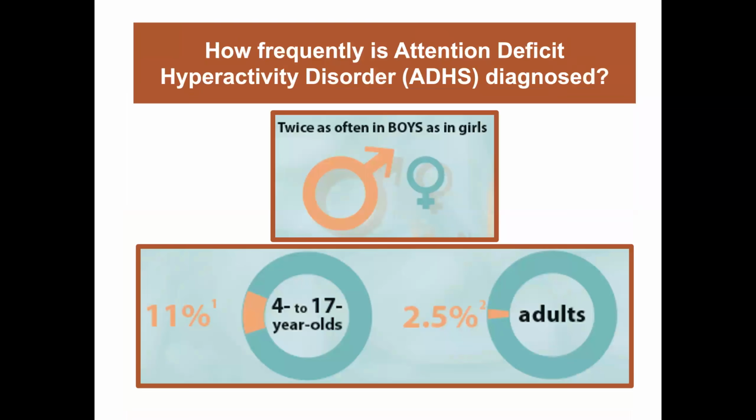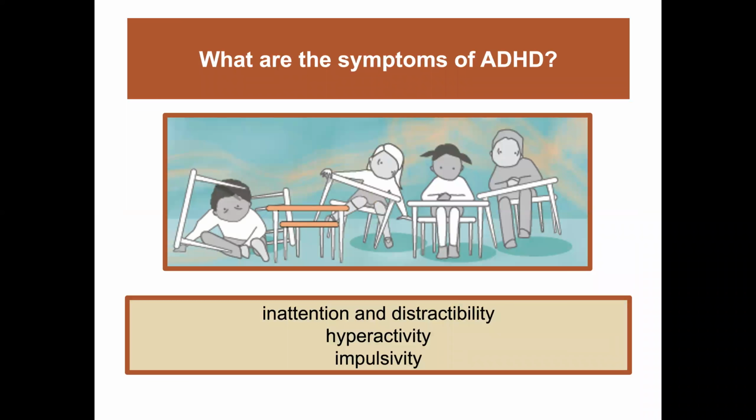So how frequently is ADHD diagnosed? Well, it's twice as likely to be diagnosed in boys as in girls. Those are the percentages in terms of 4 to 17-year-olds, it's 11%, and 2 to 5% of adults. What are the symptoms of ADHD? Inattention and distractibility, hyperactivity, and impulsivity.